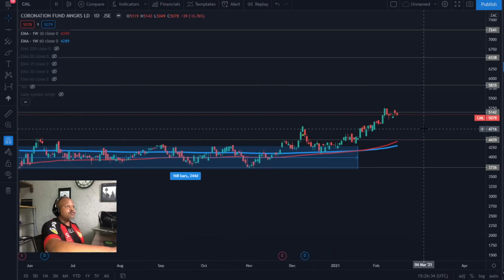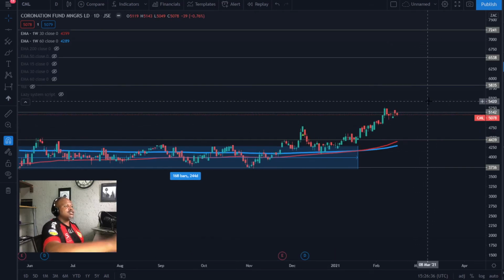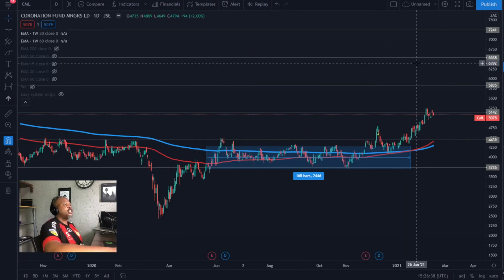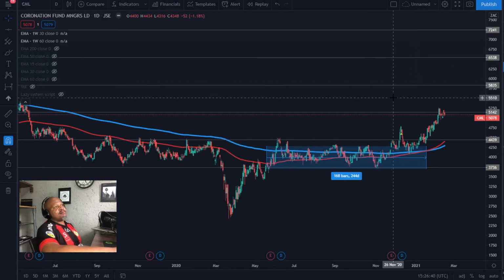So I'm looking for a decisive breakthrough to the next box, and then I'm going to add into my position on Coronation, trailing my stop behind me accordingly.